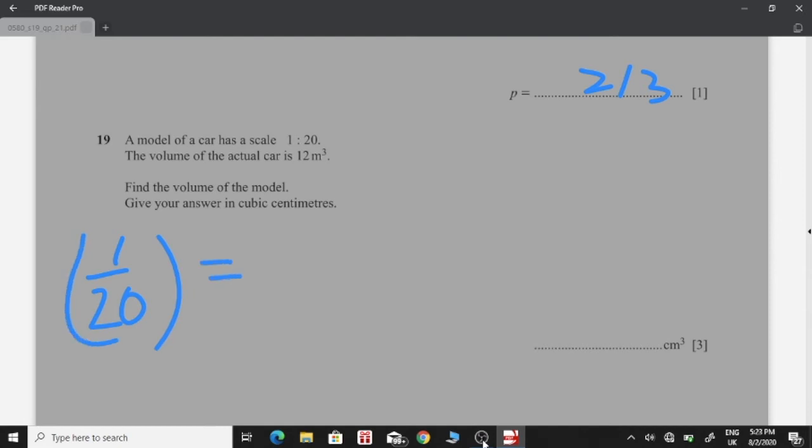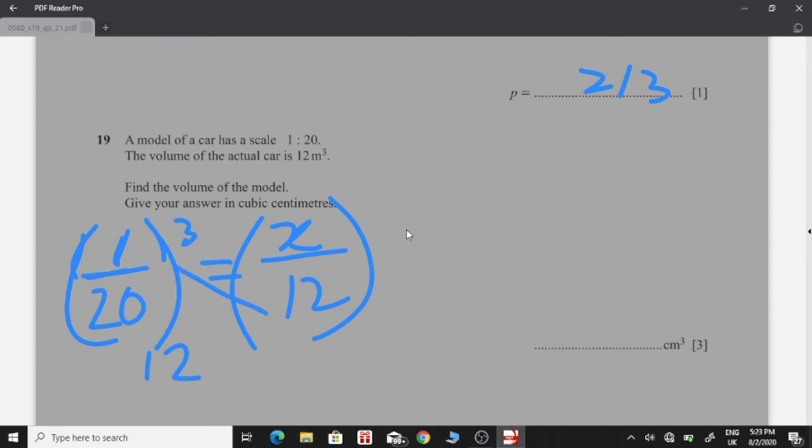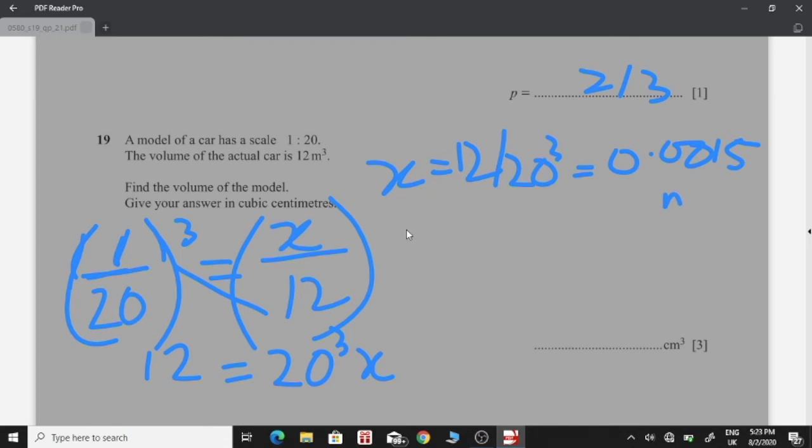I'm going to equate it, and since we know the smaller value is the model value, and we need to find that, which would be x, and the given value is 12. So here I'm going to cross multiply it. So this becomes 12 is equal to 20 cube x. So x is equal to 12 divided by 20 cube, which is equal to 0.0015 meter cube. And now I'm going to be multiplying this with 100 into 100 into 100, since we need to convert it from meter cube to centimeter cube. So we get our answer as 1500 centimeter cube.